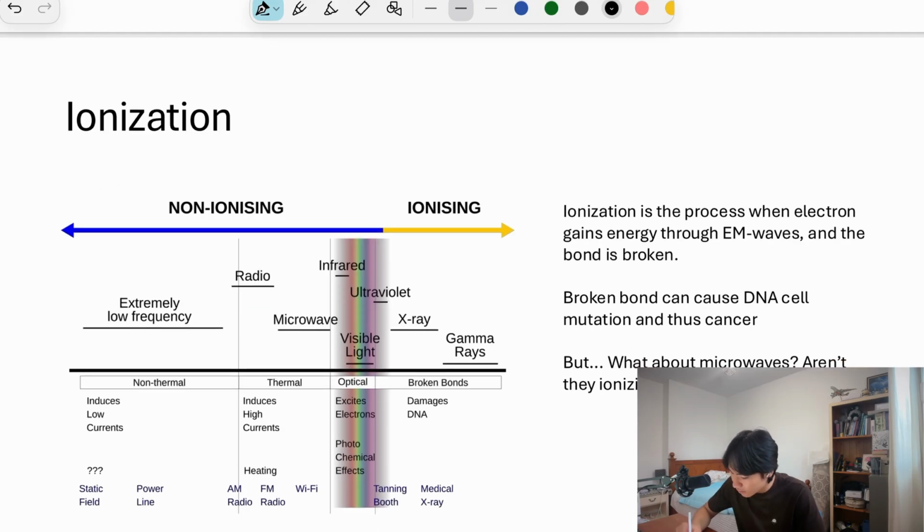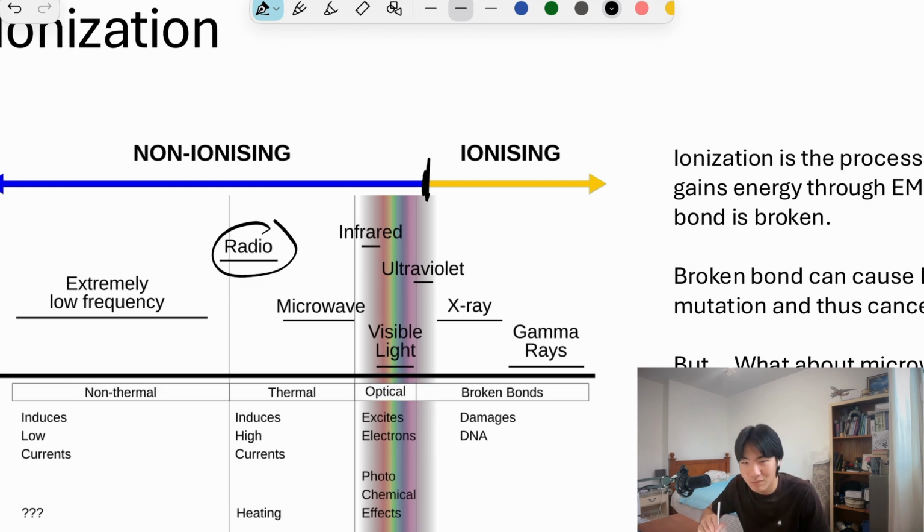So as you can see, it's from ultraviolet light where the photons or the light becomes ionizing. As I wrote here, broken bonds can cause DNA cells to mutate and thus form cancer. But you might ask, okay, what about microwaves? If I put my food into the microwave, it heats up, and sometimes becomes really, really hot. It doesn't sound pleasant if you go into the microwave oven and then turn it on, right?